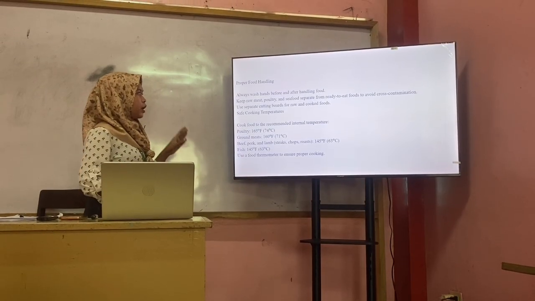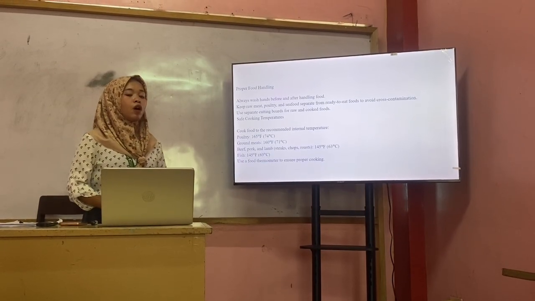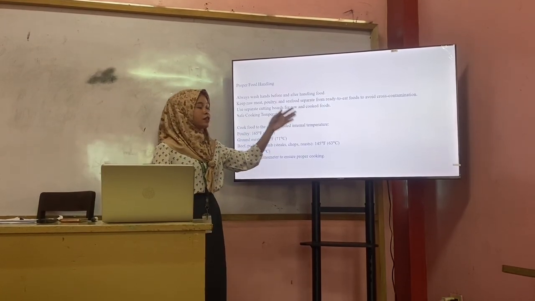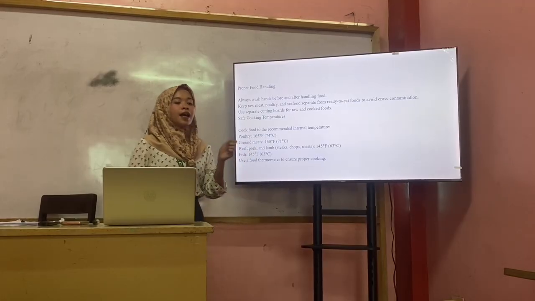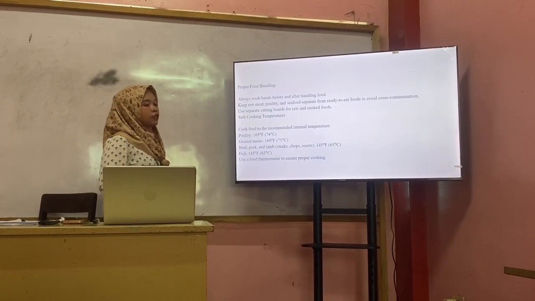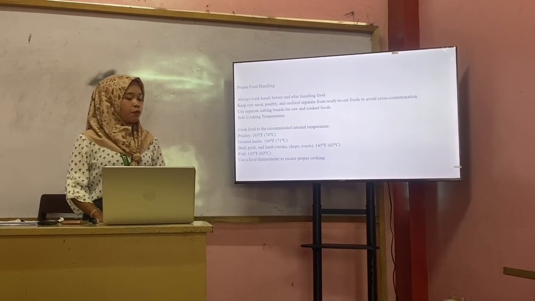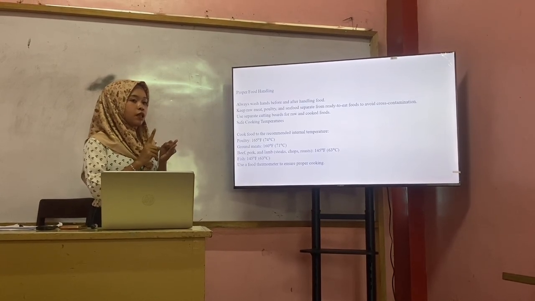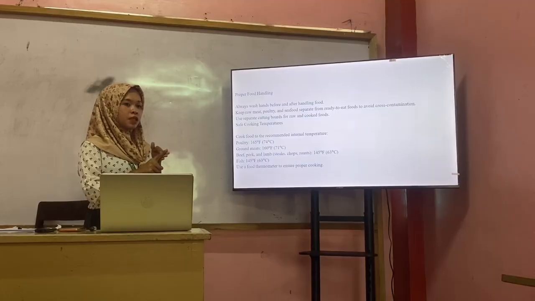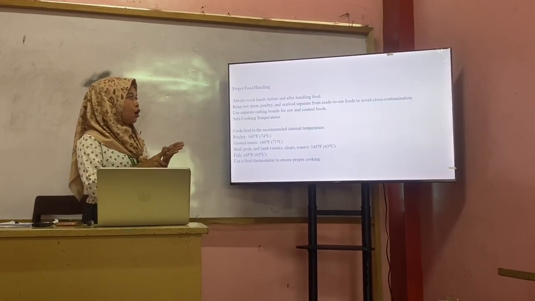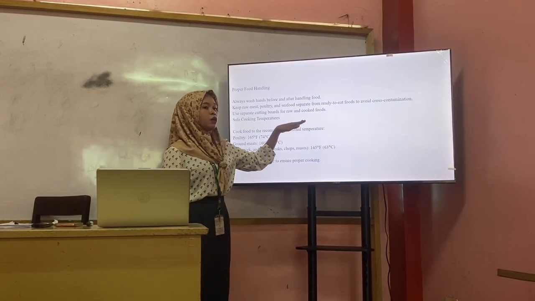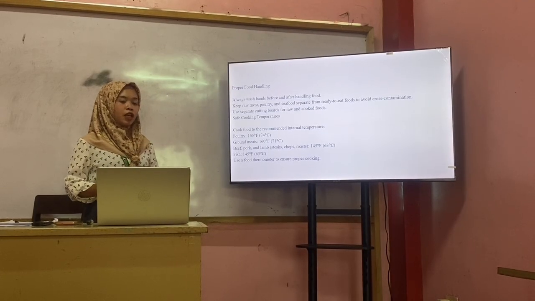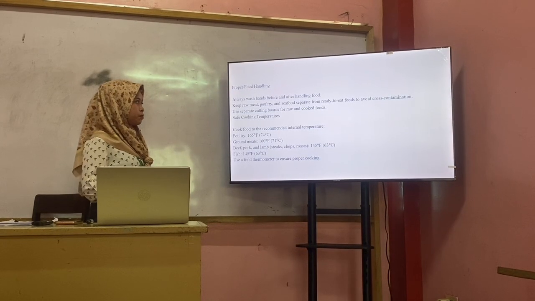Not only the raw and the cooked foods are necessary to separate on the cutting boards. We also need to separate the cutting boards of the vegetables, fruits, meats, and fish, and also the cooked foods to avoid cross-contamination of the food.